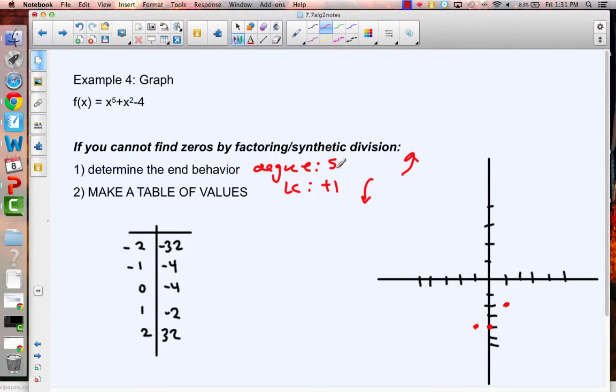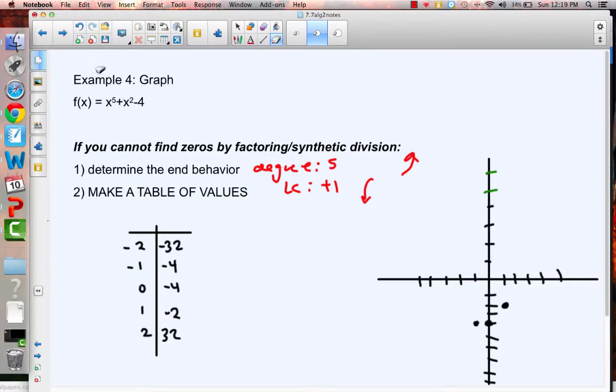Alright, so I went ahead and filled in my table from -2 to +2, and notice that I got -32, -4, -4, -2, and 32. So you can see that even picking a small number like -2 and 2 gets me a really big number. So this shows that it shoots up really fast and shoots down really fast.